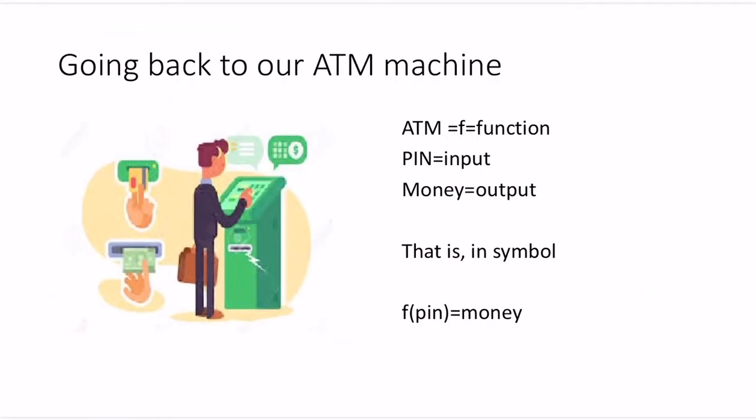So going back to our motivation, the ATM. When we go to the ATM to get our money, of course, we have our ATM card. After inserting your ATM card, what will be your input next? It will be your PIN. This is part of our domain, and the money will be our output. So we can write this in symbols as f of PIN, and our output will be our money.